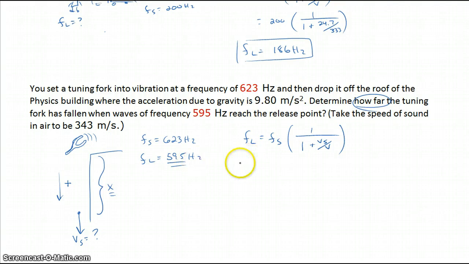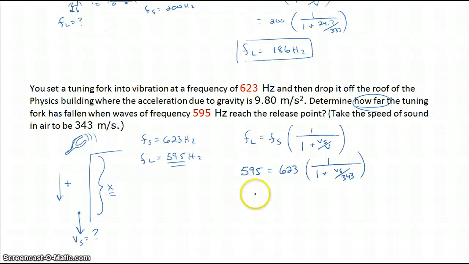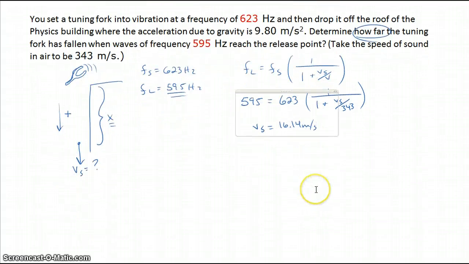So basically, we want to look for a scenario where I do hear 595 hertz from a 623 hertz source. So that means we're solving for the velocity of the source when the velocity of sound is 343 meters per second. You drop these numbers in, and what you're going to find is that the velocity of the source is 16.14 meters per second. But that's not the answer to the question. They're asking us, how far has it fallen? What is x in order to get this velocity?